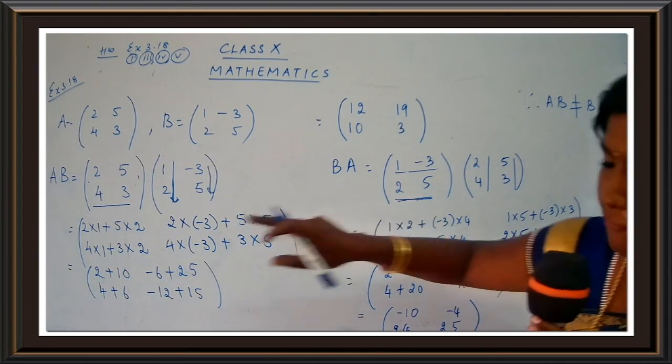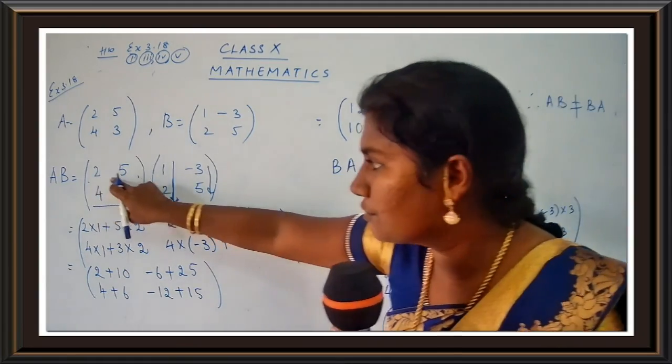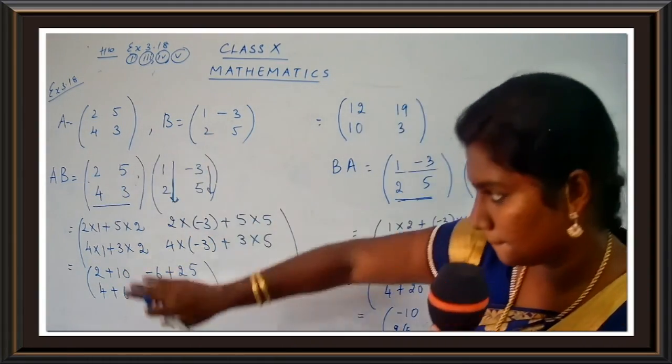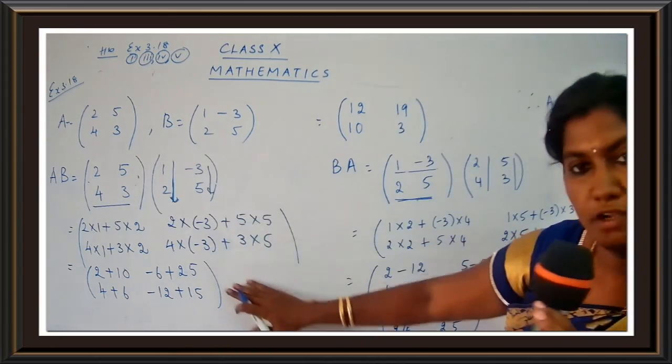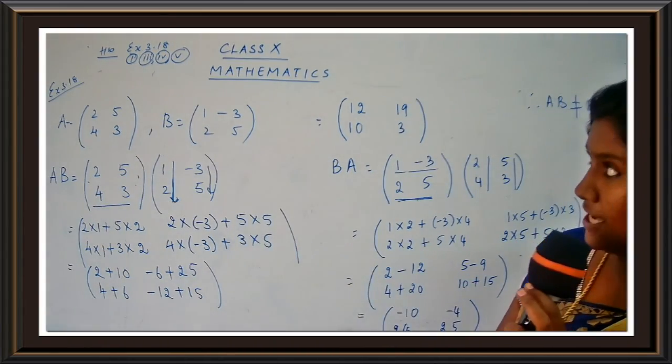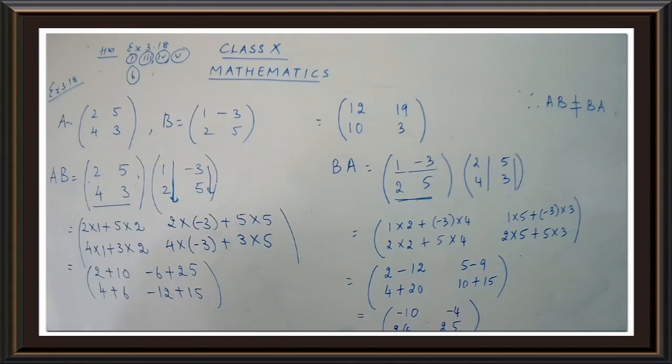Are you clear, children? So be careful, don't get confused. First row, first column. First row, second column. Second row, first column. Second row, second column. Just solve it and complete your answer. Okay, now you have to complete sum number 6 as your homework, children.